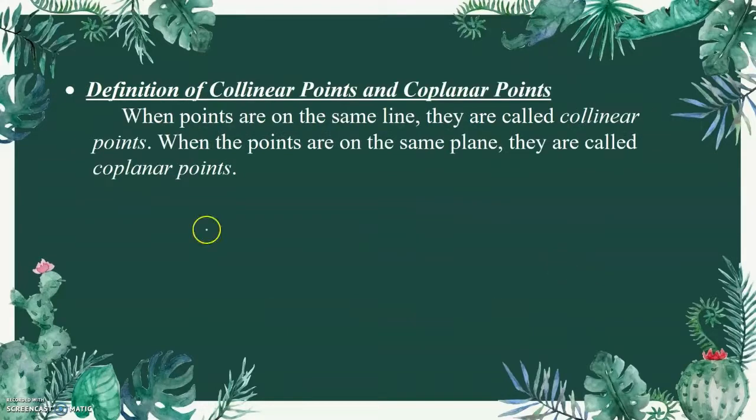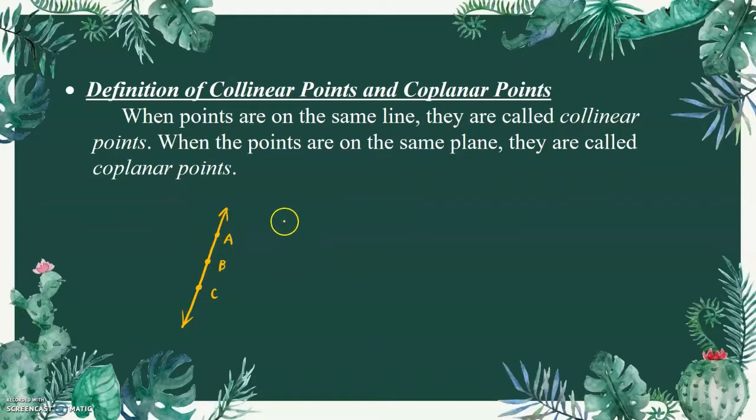Next. Definition of collinear points and coplanar points. Now, when points are on the same line, they are called collinear points. So, for example, if I have a line here, and on the line lie point A, point B, and point C, then point A, point B, and point C are collinear points. Again, they are called collinear because they are lying on the same line.